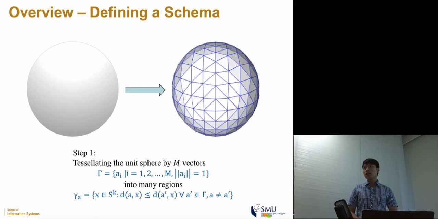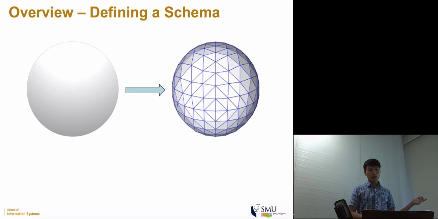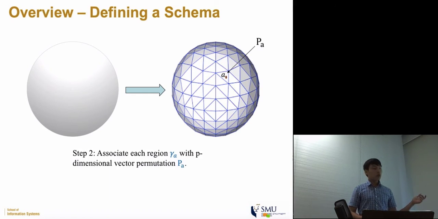Okay. So after step 1, we go to step 2. We associate each region on the unit sphere with a permutation of a p-dimensional vector.